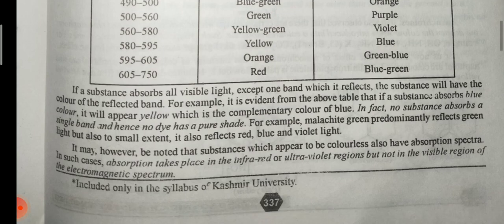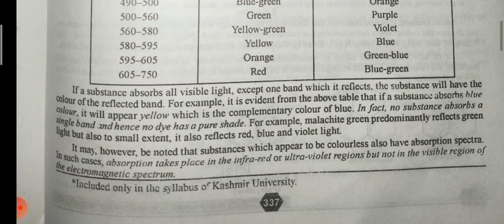If a substance absorbs all visible light except one band which it reflects, the substance will have the color of the reflected band. For example, it is evident from the above table that if a substance absorbed blue color, it will appear yellow, which is the complement color of the blue. In fact, no substance absorbs a single band and hence no dye has a pure shade. For example, malachite green predominantly reflects green light, but also to a small extent it also reflects red, blue and violet light.